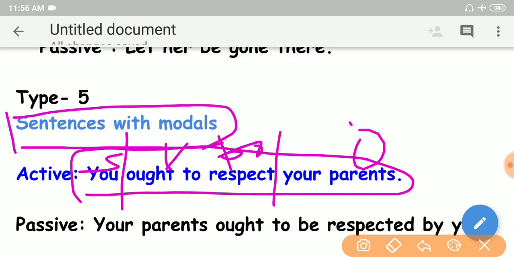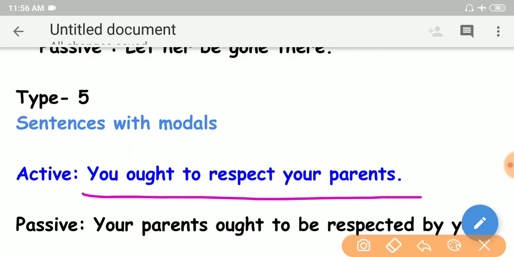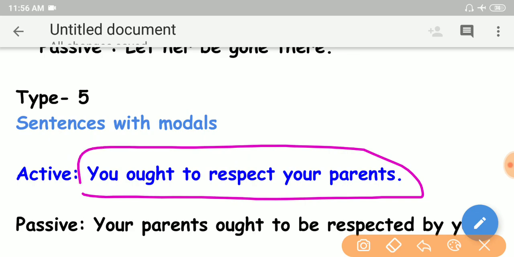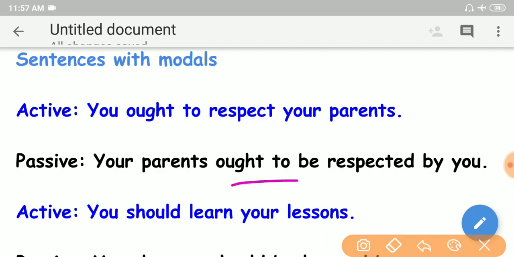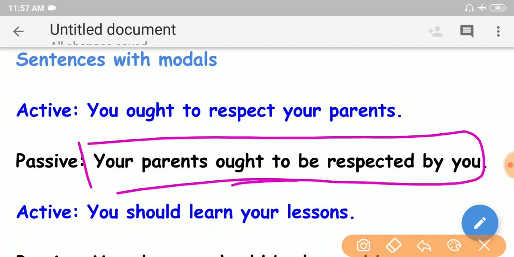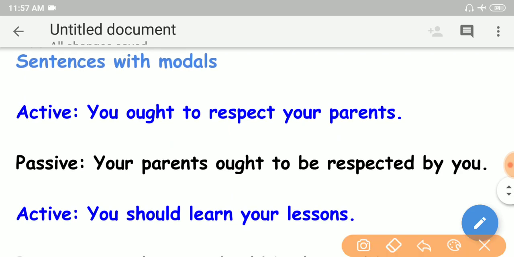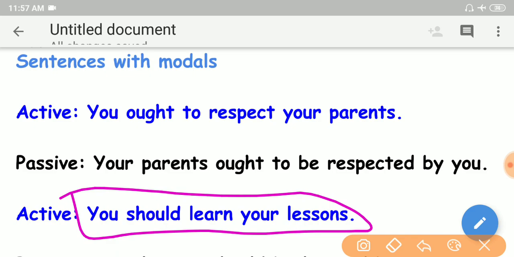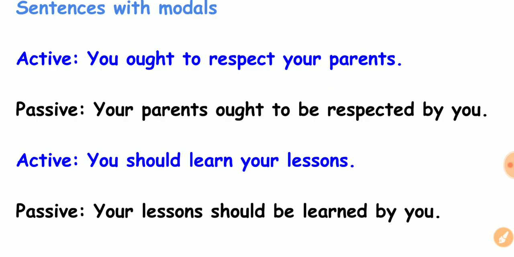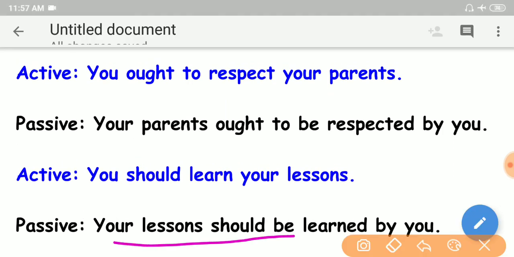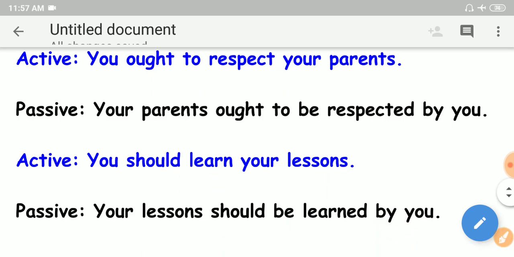If such imperative sentences are used with modals, this is also very easy, my dear friends. You ought to respect your parents. Your parents ought to be respected. Ought to means should be, ought to be respected by you. Like this, you should learn your lessons. Your lesson should be learned or learnt by you.